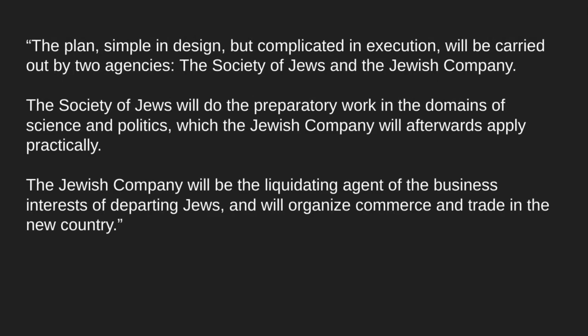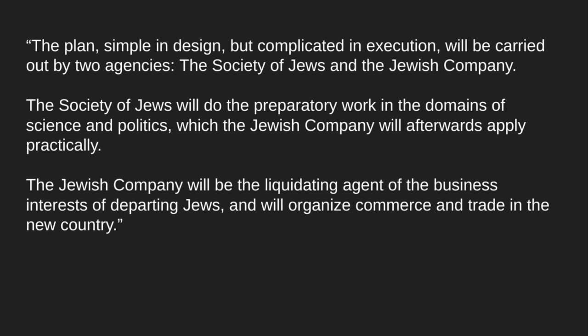The plan, simple in design but complicated in execution, he says, will be carried out by two agencies: the Society of Jews and the Jewish Company. The Society of Jews will do the preparatory work in the domains of science and politics, which the Jewish company will afterwards apply practically. So we have a society of Jews, which is, let's say, the more theoretical entity, and the Jewish company, which is the pragmatic entity, which will enact what one articulates in theory.